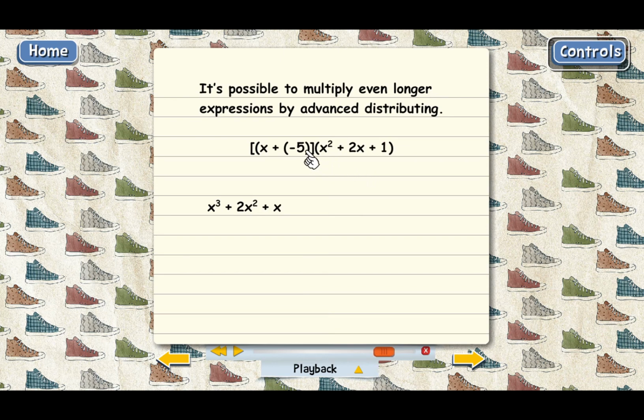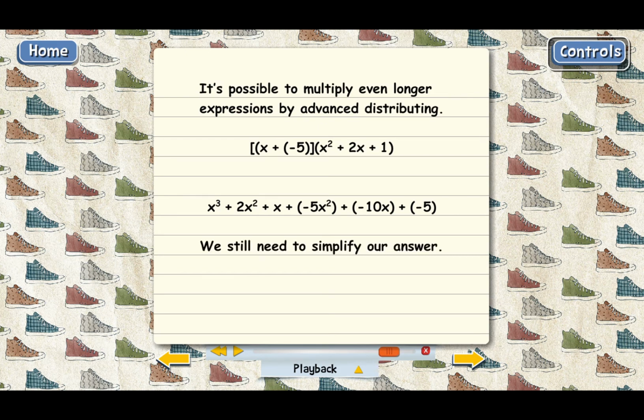And then now we do the same thing for negative 5. We need to multiply negative 5 by every one of the terms over here. What's negative 5 times x squared? Right. What's negative 5 times 2x? You got it. And the last one is negative 5 times 1. What does this equal? That's it. Cool. We aren't totally finished because we still need to simplify our answer.